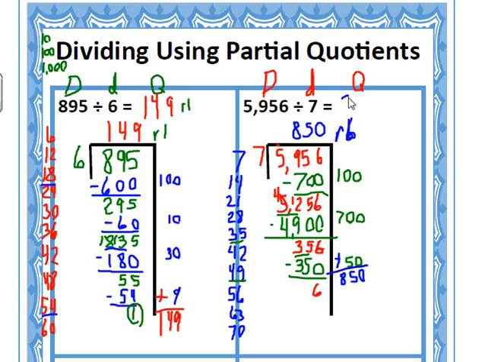And we can put it over here too, 850 with a remainder of 6. So that's how we can have remainders and divide using partial quotients. Not too bad, not too bad. You seem to have this. I think you can do it. So let's look at the next problems.